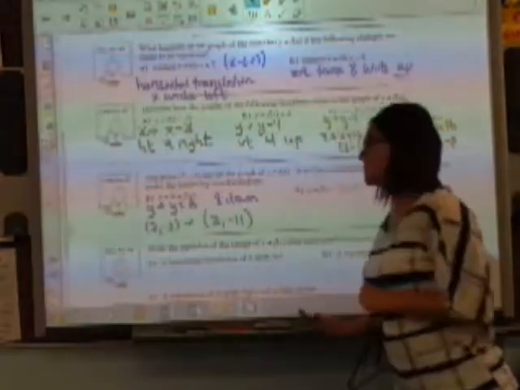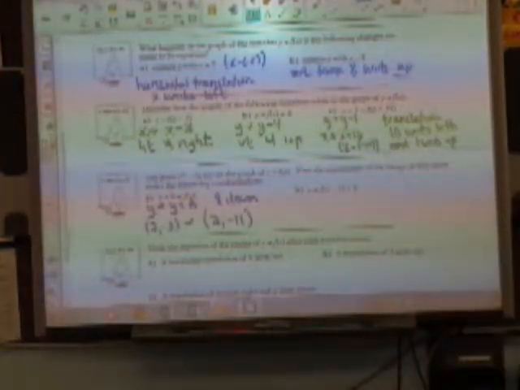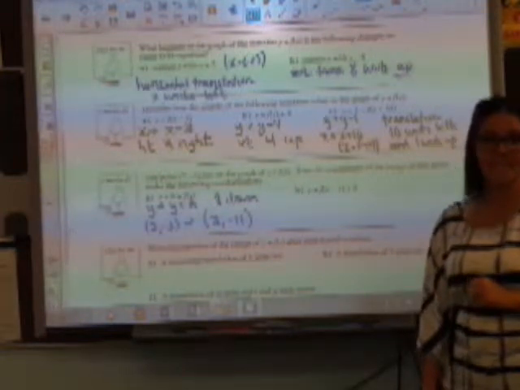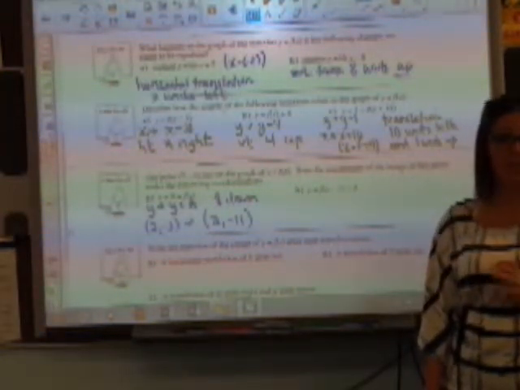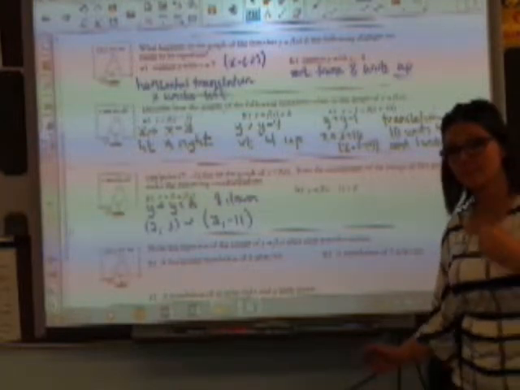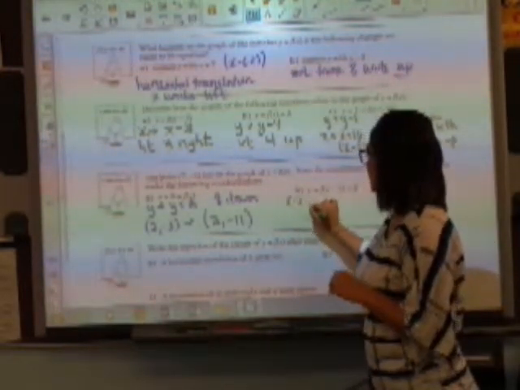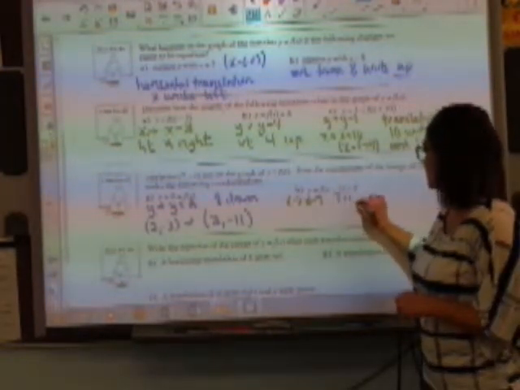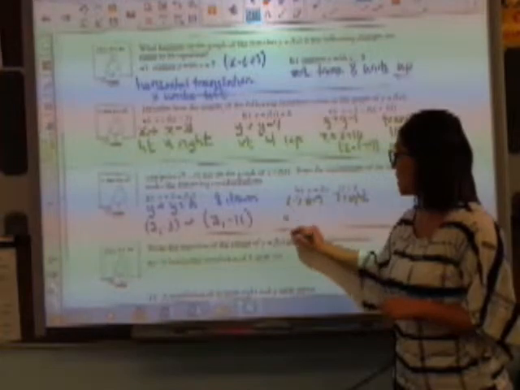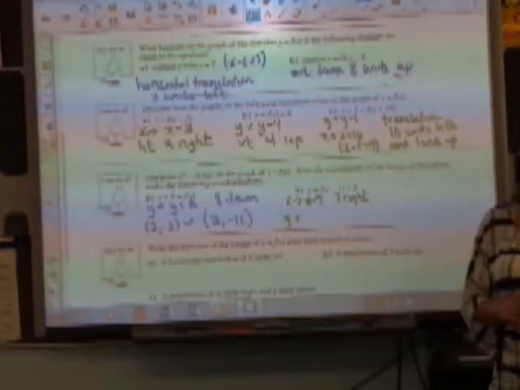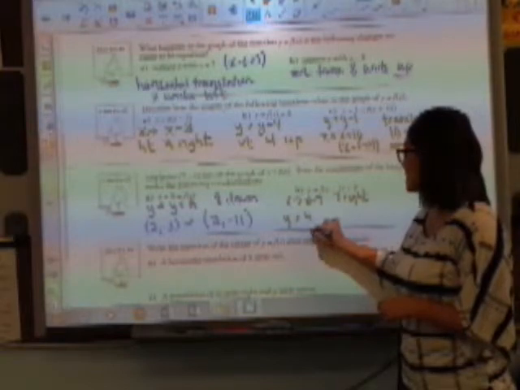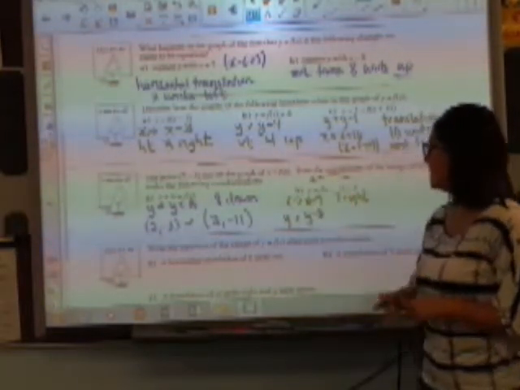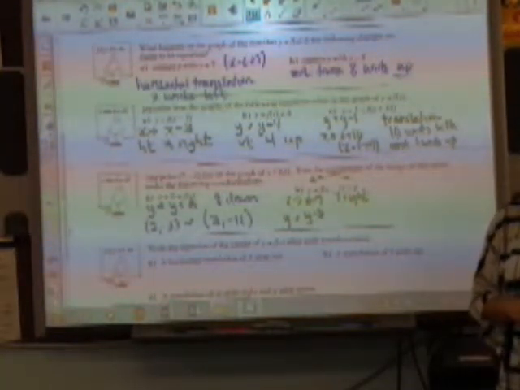Okay, if I look at B, what are my replacements for B? So start with x. What did I replace x with? X minus 7. Okay. And that tells me to do what? Move 7 to the right. And what did I replace y with? Y minus 5, because that 5 needs to go back to the other side. And what does that tell me to do? 5 up.